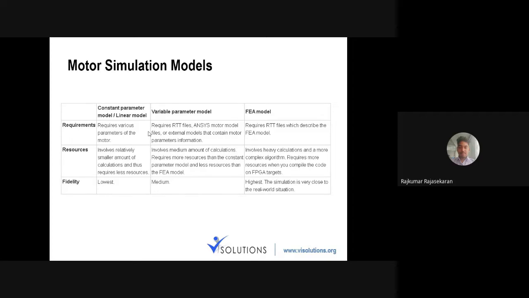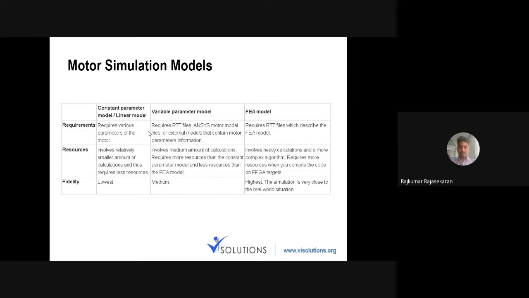It requires something called RTT files or ANSYS motor model files. ANSYS, a mechanical engineer would know, is software used to create the mechanical model of any system. There is a software called ANSYS Motor Design, for electrical plus mechanical engineers to create the mechanical output. You could set the material used in the stator, rotor, and all this information will be stored.